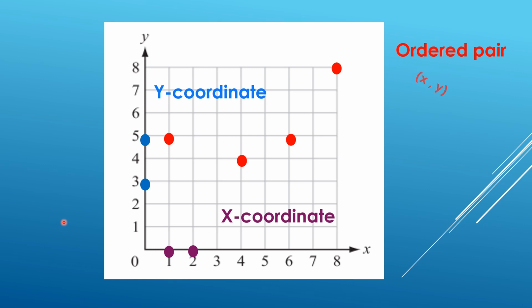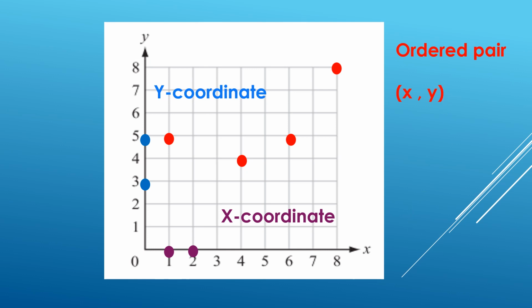Why pair? Because I should write 2 values in the ordered pair. One represents the x and one represents the y. They are ordered because I cannot flip them. I cannot start with y and end with x. The order is very important, and this is how I write them: parenthesis, x, comma, y, and I close the parenthesis.